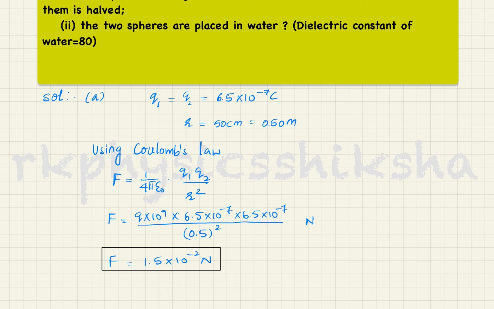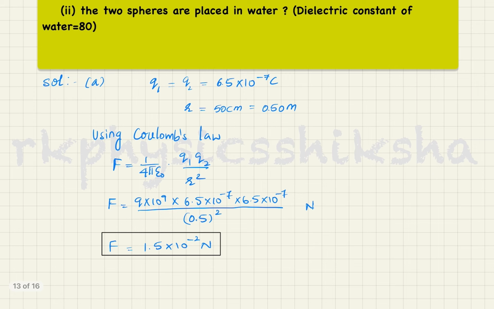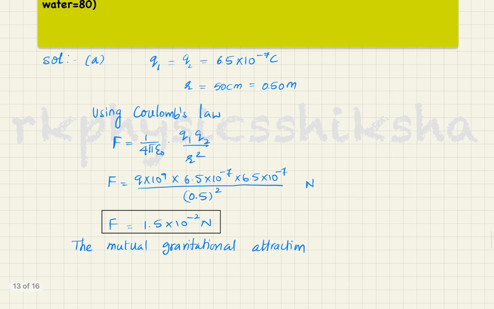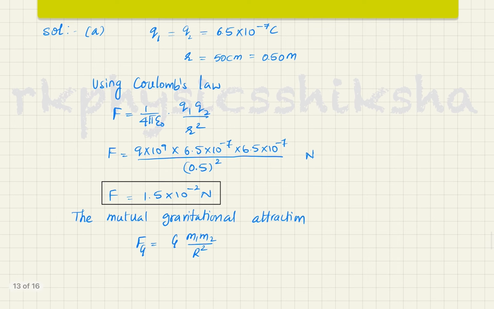Now, they are also asking you to calculate the mutual gravitational force of attraction. To calculate that, we should use the formula of Newton's law of gravitation. The mutual gravitational attraction Fg is equal to G into m1 m2 by the square of the distance. Sorry, not the radius of the sphere, this is the distance.